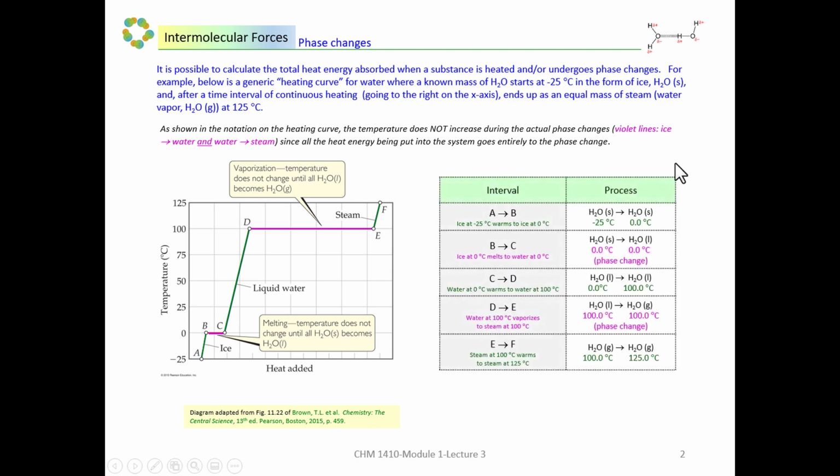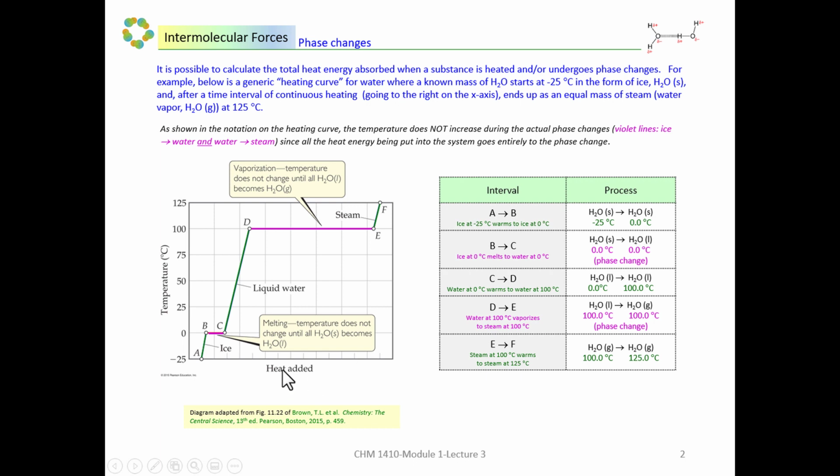We can actually break this process up into intervals using the letters on the diagram. So for example, the interval A to B, what's happening is that ice at minus 25 is being warmed to ice at 0. We can signify that process on the right-hand side here by H2O solid at minus 25 going to H2O solid at 0. Now once the ice has reached 0 degrees, it begins to melt.